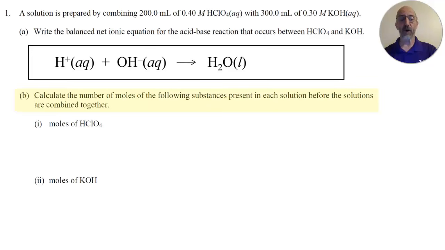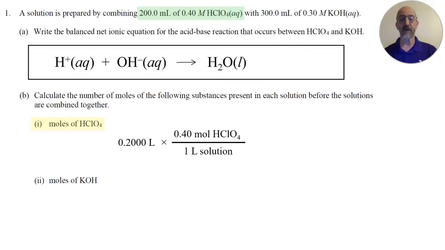So the first part of part B is about the perchloric acid, and then the next part is about the potassium hydroxide. So volume times molarity is moles, as long as your volume is in liters. So 200 milliliters, when you divide by 1,000 to go from milliliters to liters, becomes 0.2 for the volume in liters. And then 0.40 molar, I'm going to write that as a conversion factor, so 0.40 moles of the perchloric acid for every 1 liter of solution.